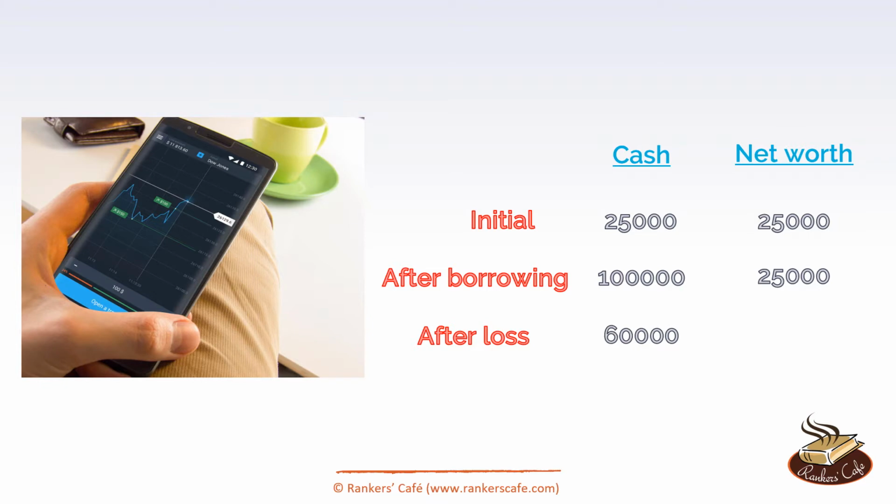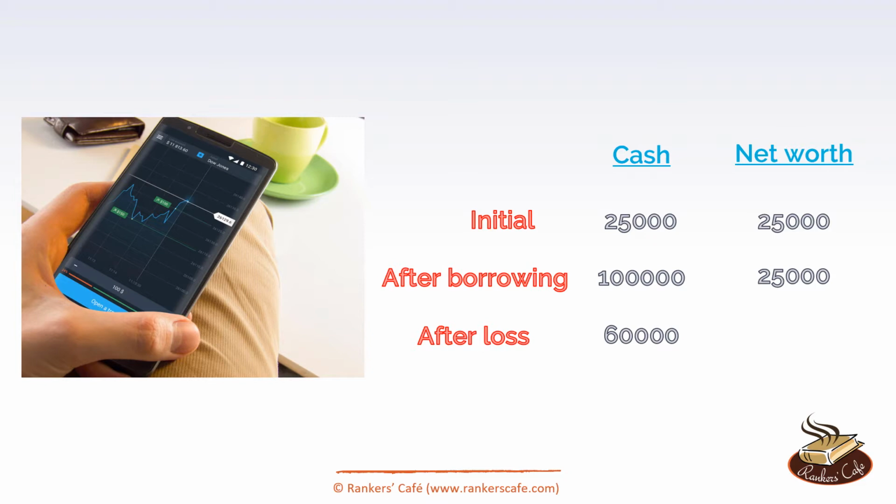But this is the cash that you have. What is your net worth? You have 60,000, but you still need to return 75,000 rupees to your friend. So what is your net worth? To find your net worth, we need to subtract 75,000 rupees from 60,000 rupees. But how do we subtract 75,000 from 60,000?